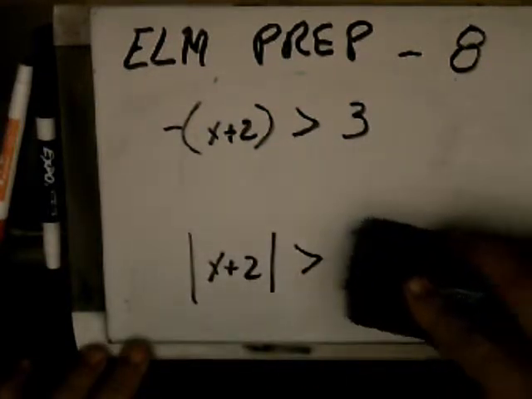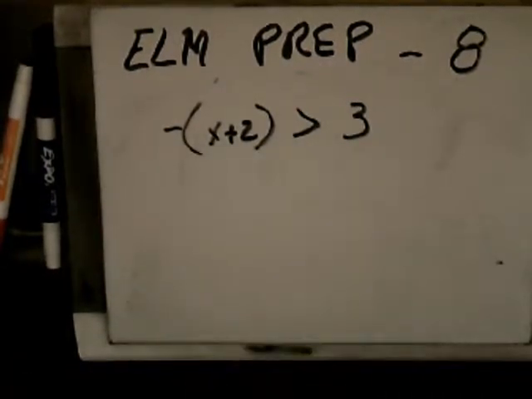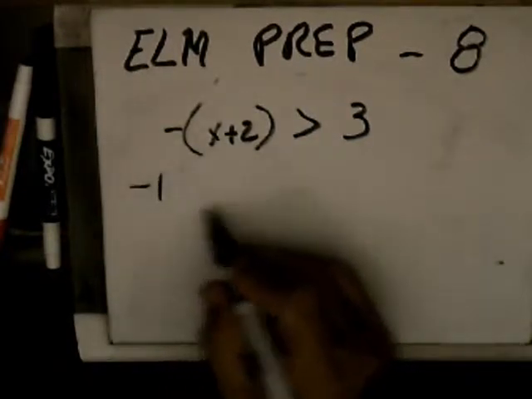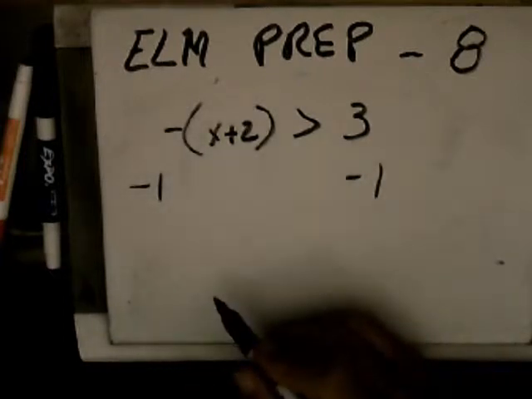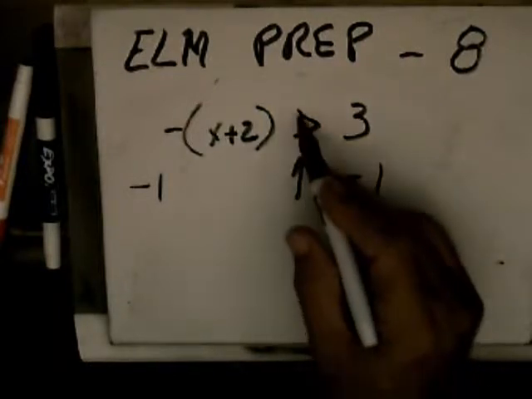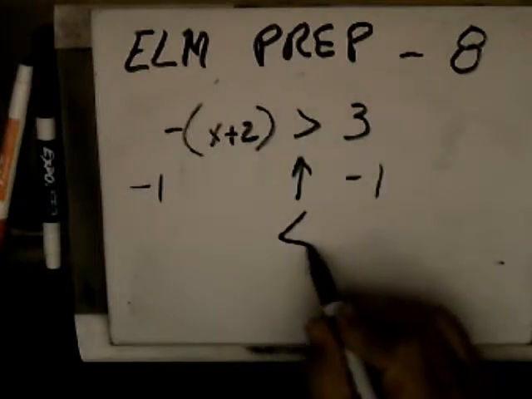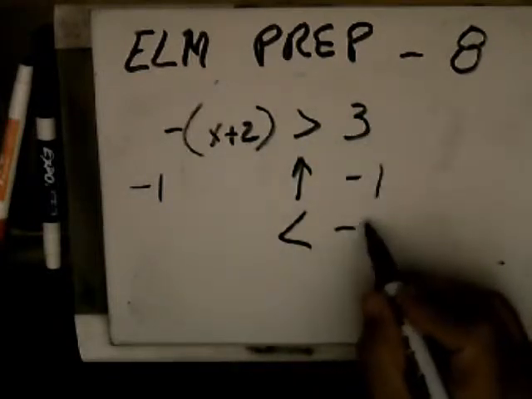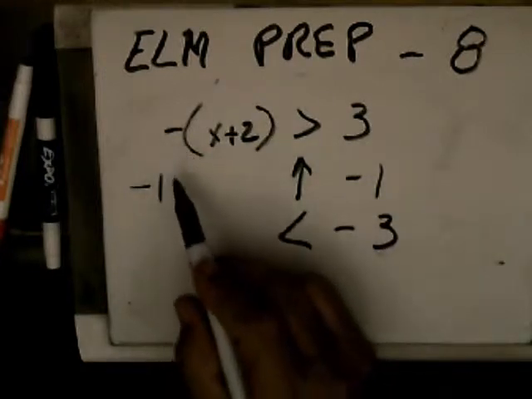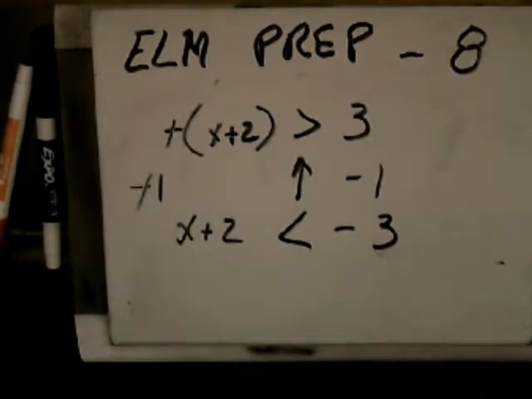Here's where we have to be extremely cautious of inequalities and dividing or multiplying by a negative. If I divide both sides by the negative 1 to get rid of that negative, I have to be careful and look at this thing here. The inequality sign will change direction. This is greater than, it will change to a less than, and this will be a minus 3. And then this will cancel out, and this will just be x plus 2 is less than minus 3.